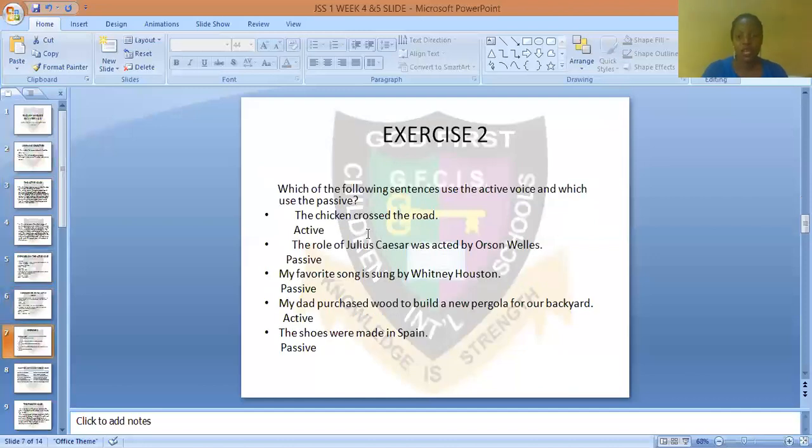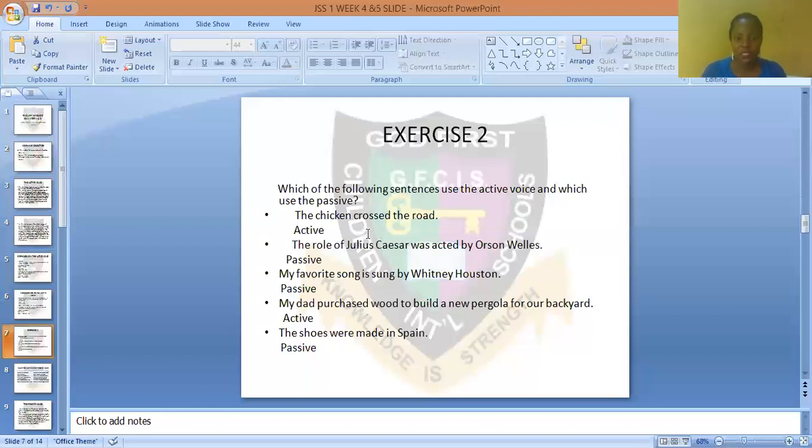Another exercise is which of the following sentences use the active voice and which use the passive voice? So now we have to know which sentence is in the active voice and which sentence is in the passive voice. Considering the first sentence, the chicken crossed the road. Is this sentence the active voice or the passive voice? The sentence is the active voice because the chicken, which is the subject, is the performer of the action.